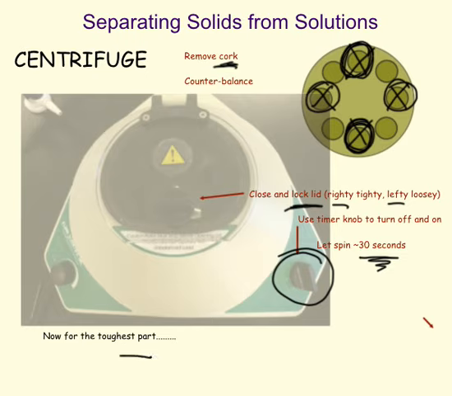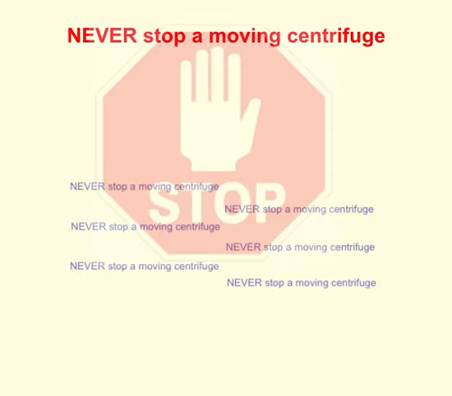And here is the toughest part of all. This is a test of patience, because you're going to stop that centrifuge, but then it's going to keep on spinning. And the rule is you never, ever, ever stop a moving centrifuge. You cannot put your hand in there and stop it. So really the easiest thing to do here is to keep that lid closed. Don't even try opening it because that'll be tempting to stop it with your hand.